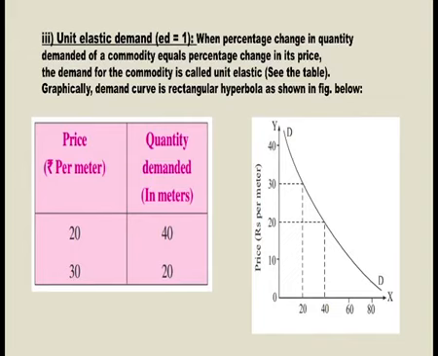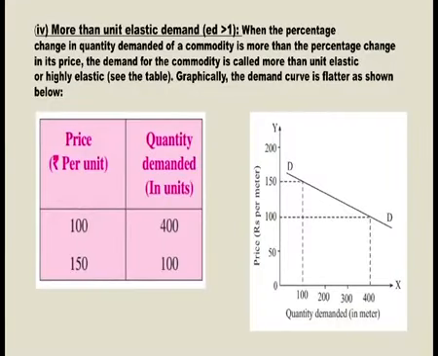The price of the commodity increases from rupees 20 to 30 and the quantity demanded decreases from 40 to 20. There is a proportionate decrease in the quantity demanded to the proportionate increase in the price. Now, the fourth type of elasticity of demand is elasticity of demand more than 1. Here, the quantity demanded increases very highly to a small decrease in price, or quantity demanded decreases very highly to a small increase in price. You can see the table also.